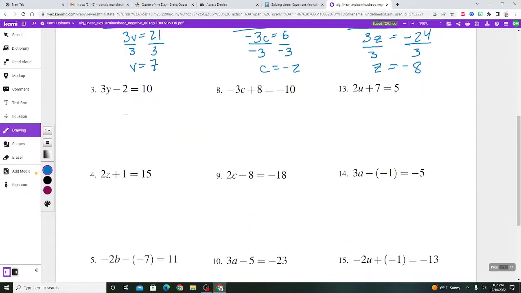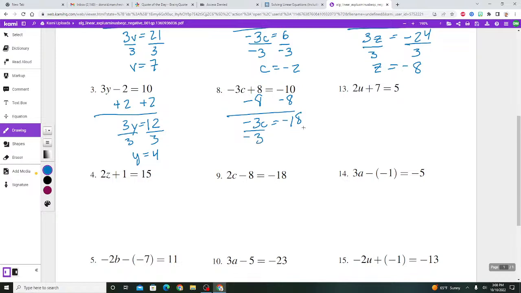Next row, we've got plus 2, plus 2. To undo the subtraction, 3y equals 12. We divide both sides by 3, and y equals 4. We then subtract 8 over here, and that gives us negative 3c equals negative 18. Dividing by negative 3, that's going to give us a positive 6. Over here, we subtract 7 from both sides. That gives us 2u equals negative 2. We divide both sides by 2. That gives us u equals negative 1.